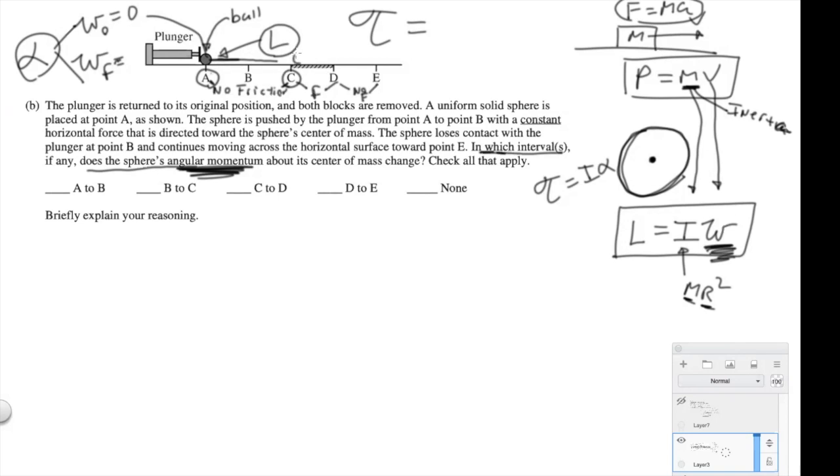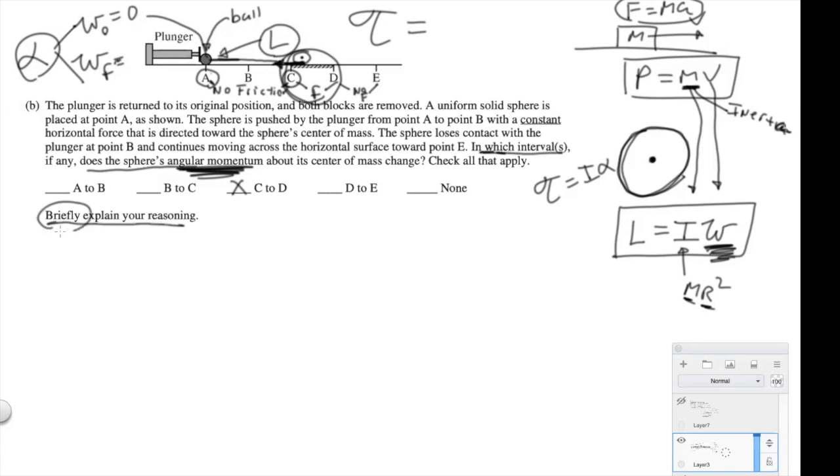Now, once the ball reaches point C, there's friction, and friction is going to exert a force this way. Let me see if I can draw that. So there's the force of friction, and that's going to provide the torque to cause this sphere to start rolling and therefore gain angular momentum. Okay, so what is the question? In which intervals does the sphere's angular momentum change? The answer is only here, only from C to D.